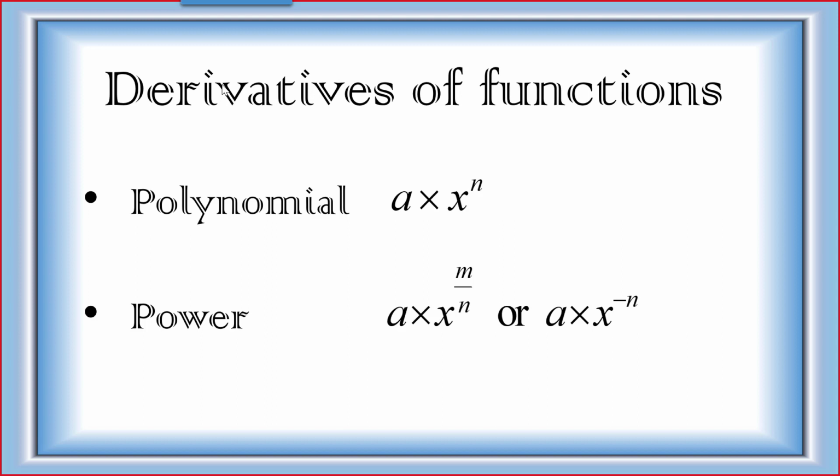Now before I can go any further, I must state that the derivative of a constant term is always 0. So the derivative of 2 would be 0.